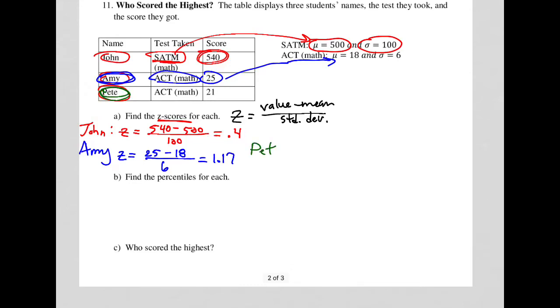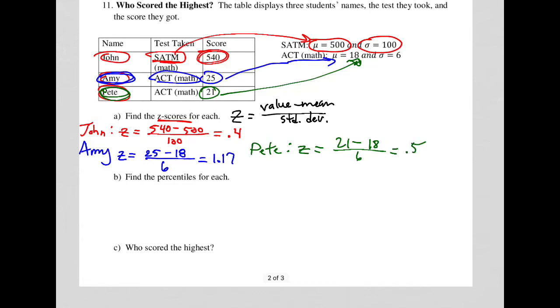So Pete, his z-score, well, he took the ACT math, so he got a 21. And the ACT math, once again, has a mean of 18, a standard deviation of 6. So his z-score is 0.5.